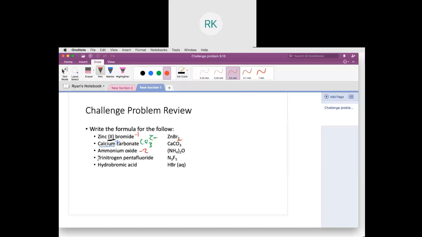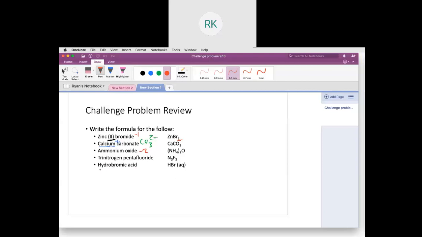This is a covalent compound, trinitrogen pentafluoride. All this is telling you is our first element is nitrogen, and there are 3 of them, so N3. Our second element is fluorine, and there are 5 of them. Penta means 5, F5.